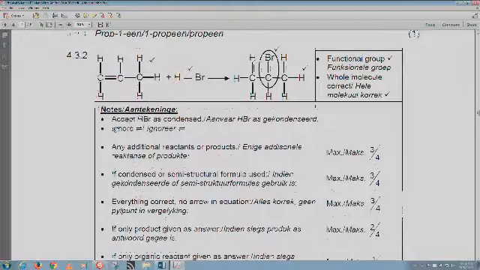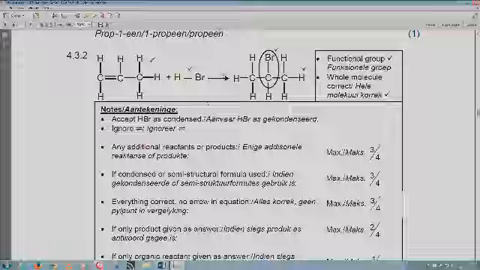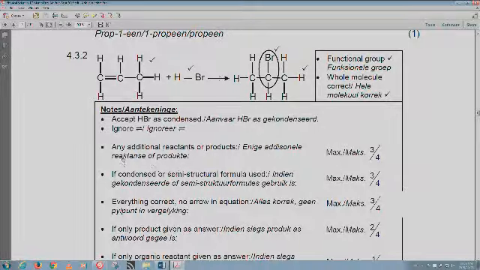Now, in the notes, it is said, accept HBr as the condensed structure. So even if the learner does not include the bond there for HBr, the learner will still get 1 mark. Ignore the double arrows. And then for any additional reactants or products, you must penalize 1 mark. So the learner can get a maximum of 3 out of 4.